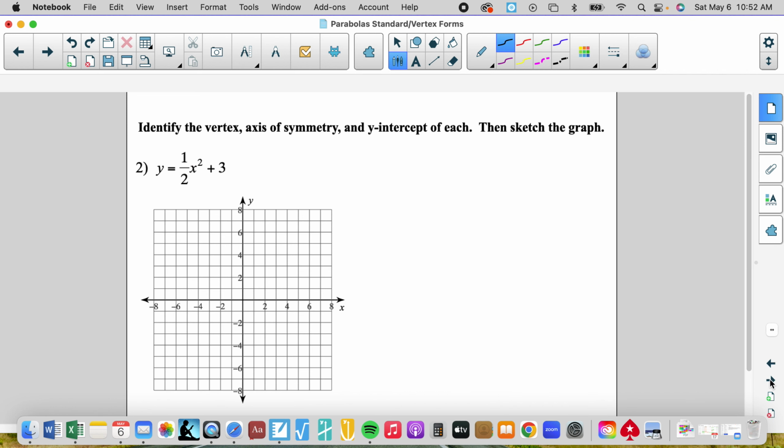Oh, look at this one. We've already changed it up a little bit. So I know my a value is 1/2. My b value is 0. My c value is 3. B is going to be the coefficient of x. And there is no x value, so the coefficient must be 0. And because my a is positive, I know that when a is greater than 0, my parabola is going to have that shape.